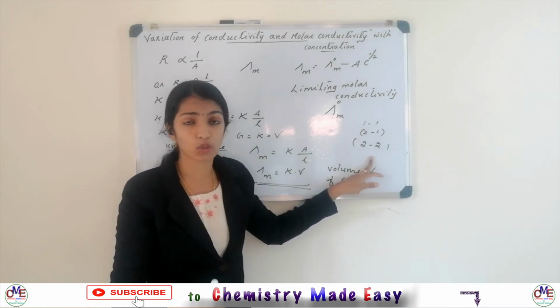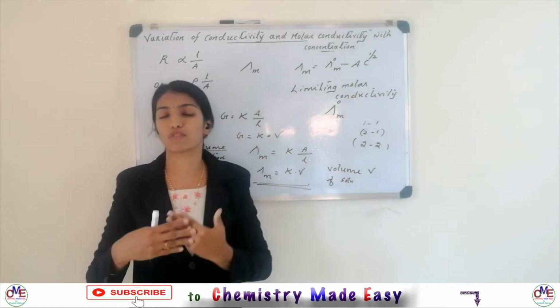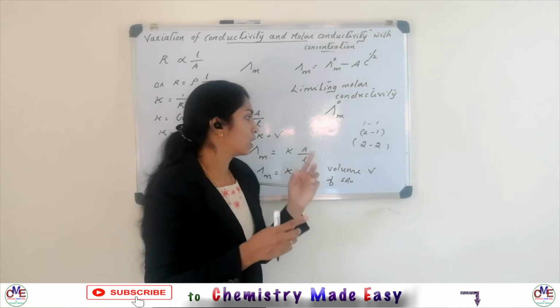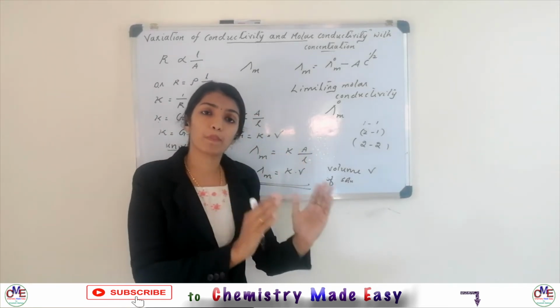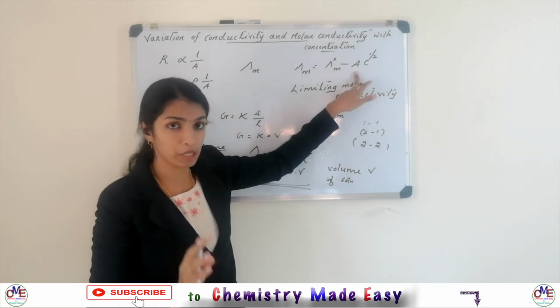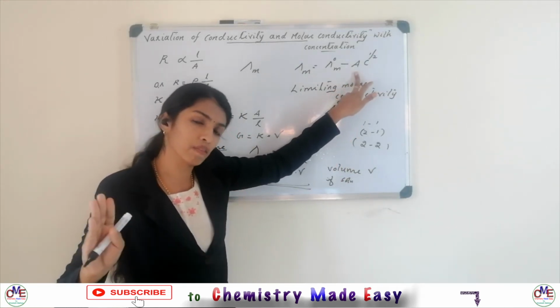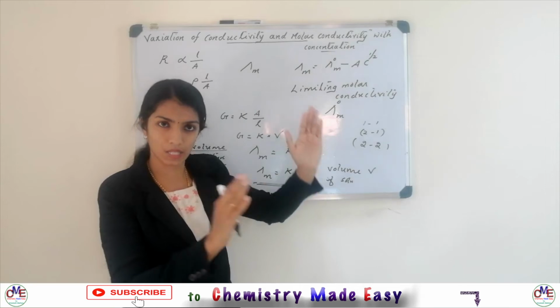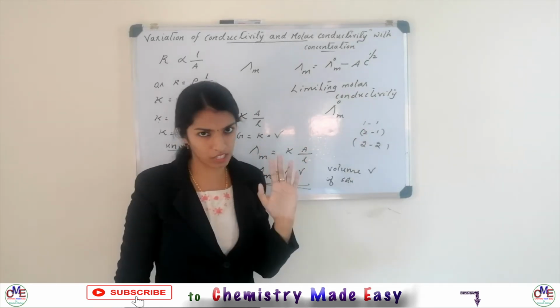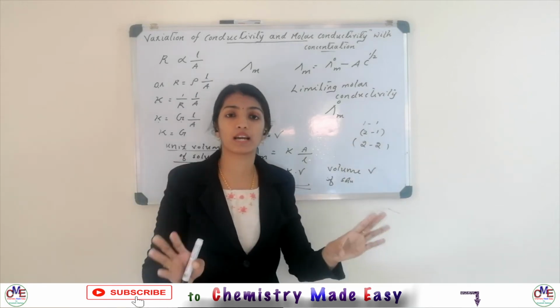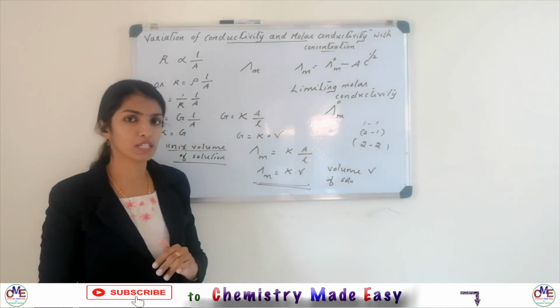That means it depends on the charges of the cation and anion produced from that electrolyte. Clear? So for a particular type of electrolyte, the value of A will be the same. For all 1-1 type electrolytes, the value of A is a constant, is fixed. For all 2-2 type electrolytes, the value of A is fixed. For all 2-1 type electrolytes, that value will be constant.